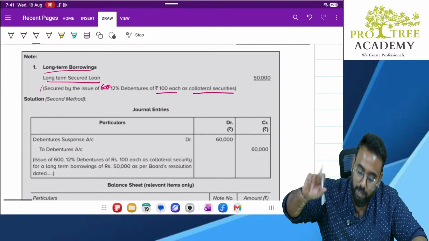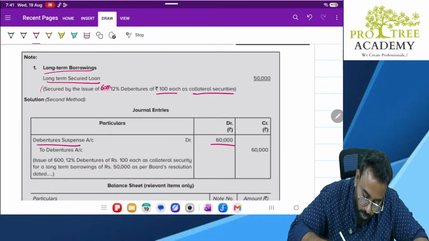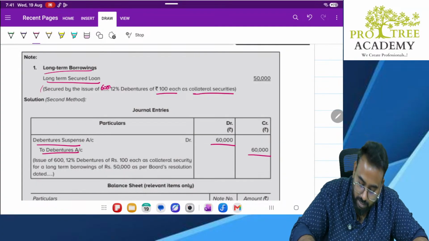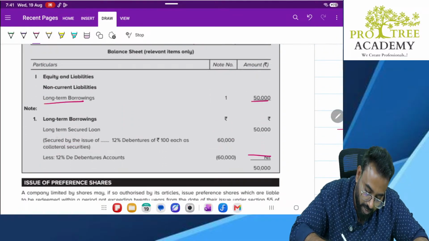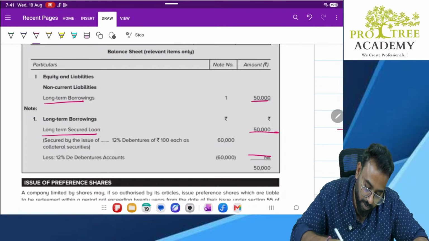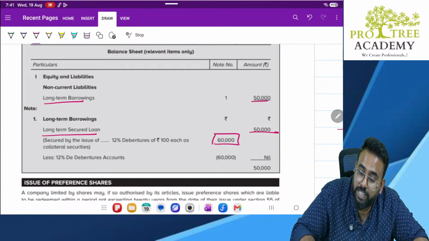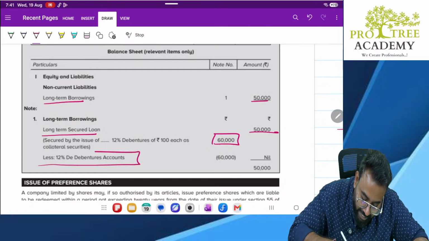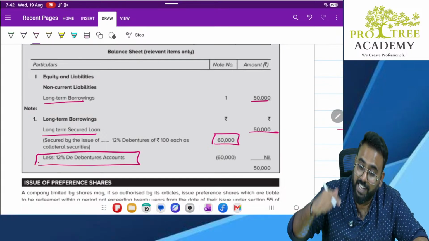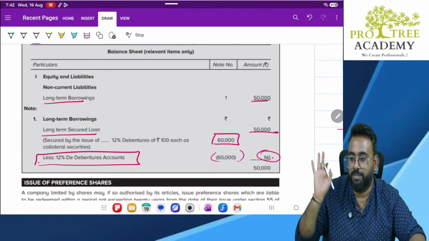Method 2, we will pass the entry. Debenture suspense account debit 60,000 to debenture account 60,000. In the balance sheet, what will happen? Under long term borrowings 50,000, long term secured loan 50,000. Here 60,000 is shown as your debentures issued. At the same time, here only they are deducting less debenture suspense account 60,000. So net effect 0.